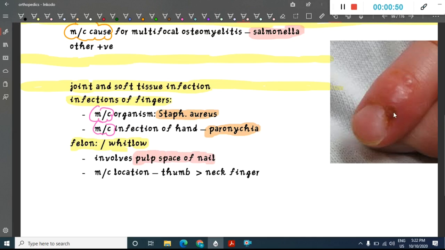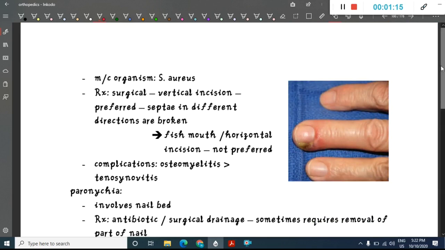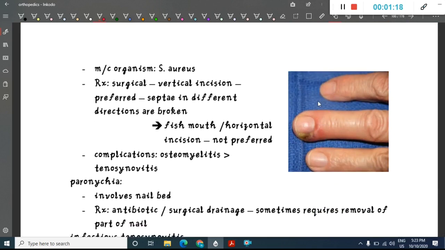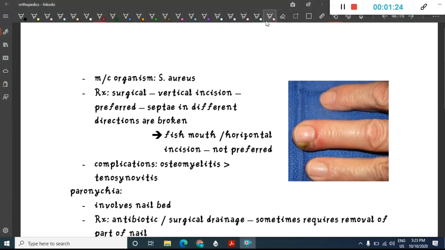Infection of the pulp space of the nail is felon or whitlow. This is most commonly seen in the thumb, followed by the index finger, and then the other fingers. What is the most common organism causing felon? Staphylococcus aureus is the most common organism causing felon.